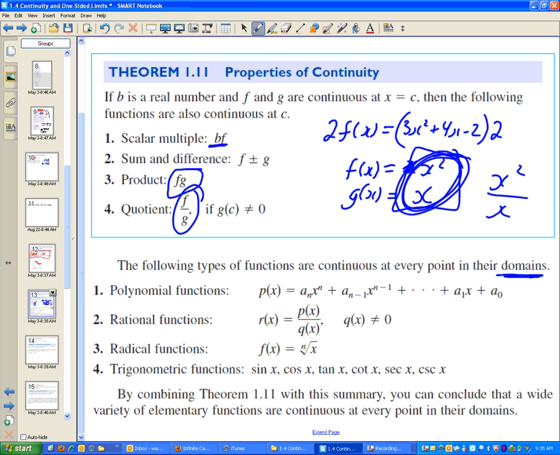Radical functions are continuous unless it's a negative number under a square root, or a fourth root, or a sixth root, an even numbered root. Do we mind negatives under a cube root? No, they're fine. Trig functions. So almost every function we deal with is continuous throughout its domain.